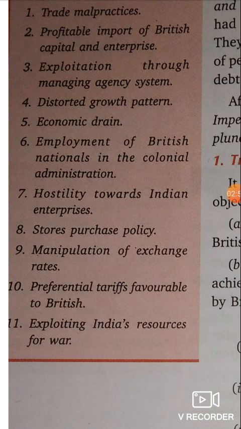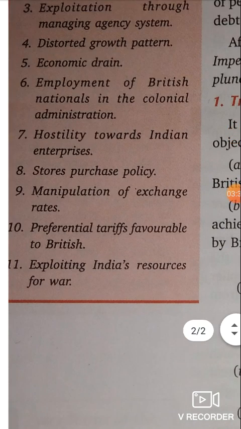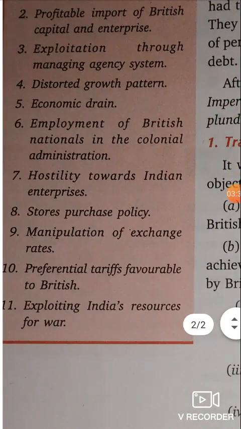Fourth one, distorted growth pattern. Distorted here means not a proper pattern. The growth pattern of the Indian economy was distorted. They were not concerned about Indian economic or Indian GDP growth. Rather, they wanted to distort it, which is also called drain of wealth. In simple words, you can say Indian money was moving toward the British rule.